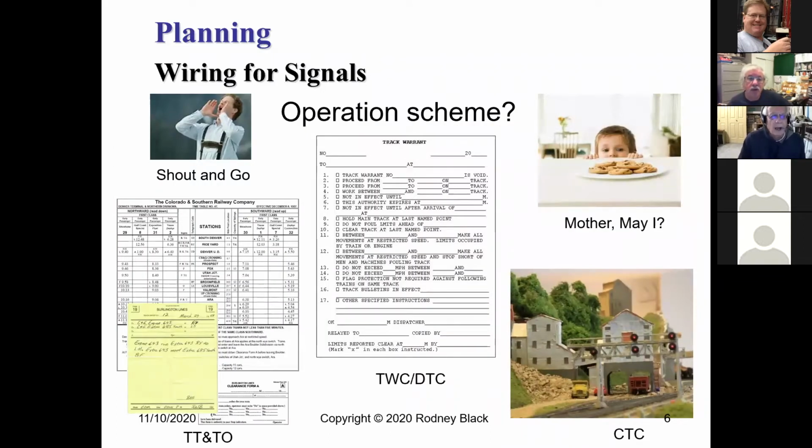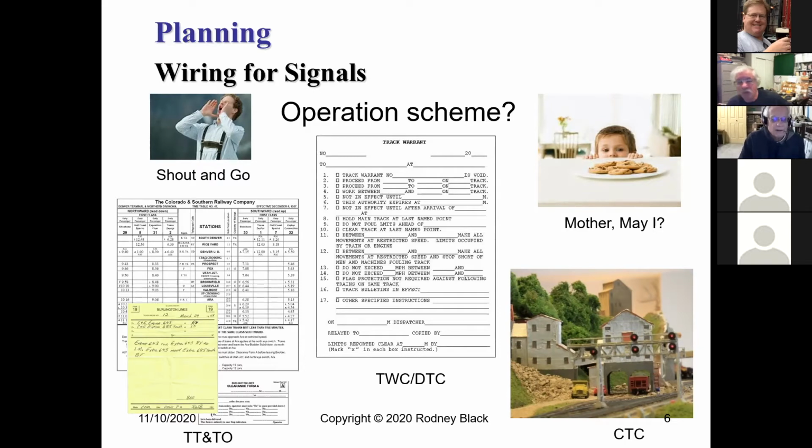I'm going to go down the operations branch of that question because that tends to be, for me, the more interesting. So you need to think about, well, what's my operating scheme? The simplest and easiest one, of course, is what's called shout and go. And it requires no dispatcher, it requires nothing on your railroad. The way it works is one of your engineers, say he's at Alpha and he wants to go to Baker, he looks down the tracks and doesn't see anybody, so he says, I'm going from Alpha to Baker, and you just take off.